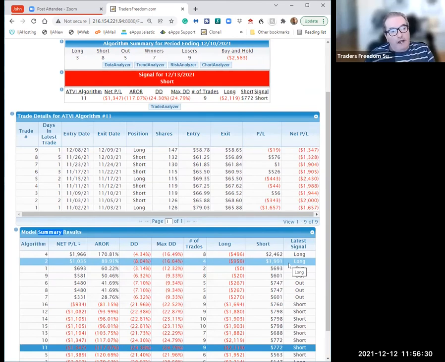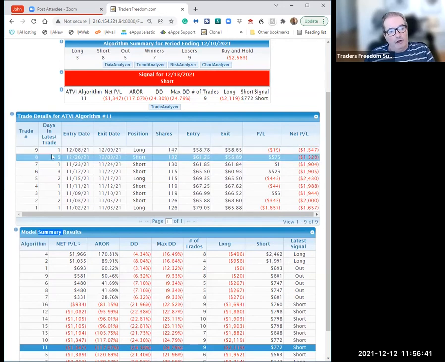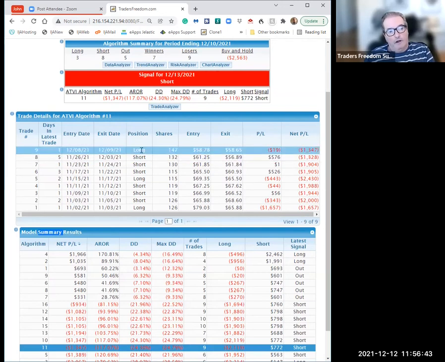Right. Got it. And it will also tell you, if you click on it, the last trade, which is the latest one, it was long. So it had been long for a day, but on Monday, it wants you to go short. Got it.